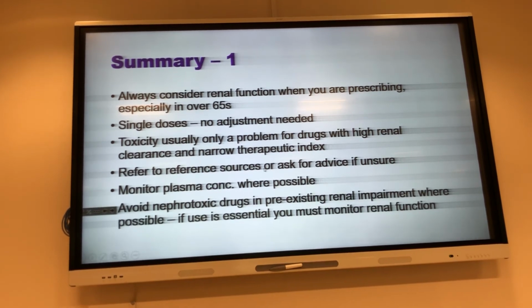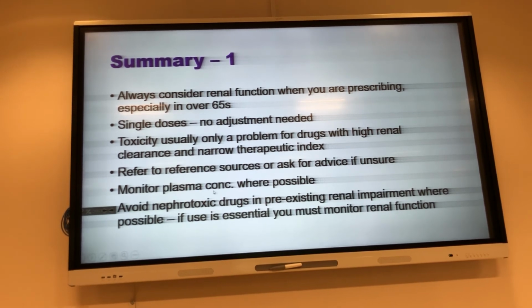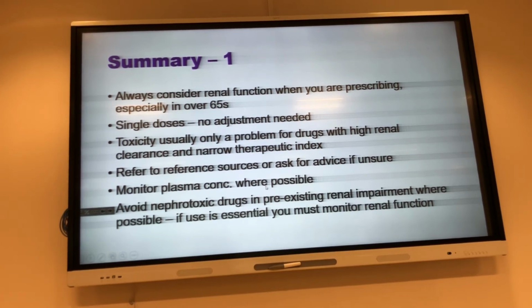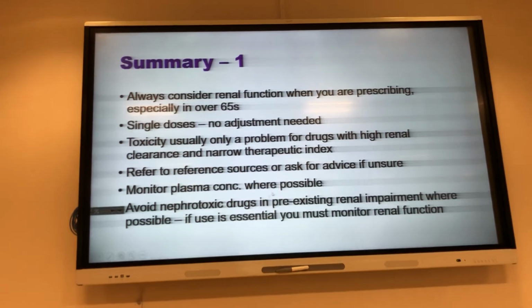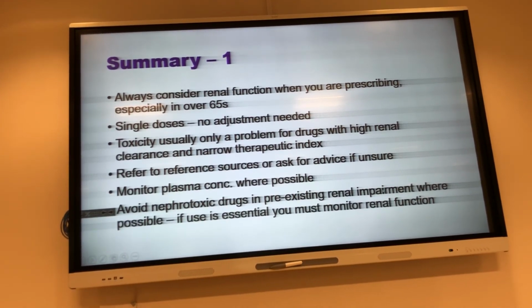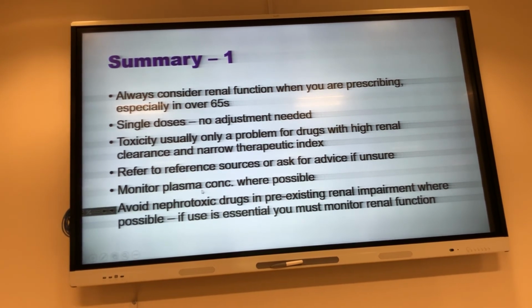So we usually refer to reference sources or ask for advice if unsure. As I mentioned, we monitor plasma concentration where possible. Although we give the dose and we adjust the dose, we always have to monitor to make sure that no adverse reaction occurs. We avoid nephrotoxic drugs in pre-existing renal impairment where possible. So if we can give alternative drugs, we can do so.